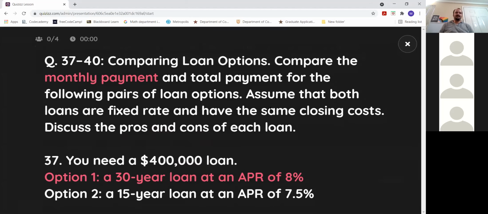So monthly payment, same problem over and over again. I think we're doing a 400K loan. We're doing it for 30 years. We're doing an APR of 8. I think that's everything we need to figure this out.